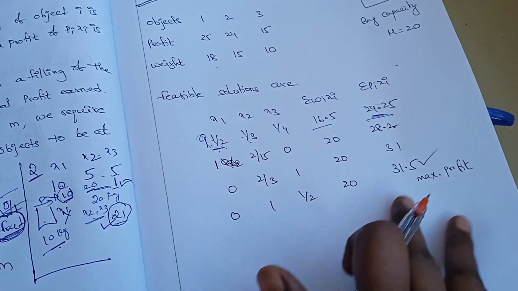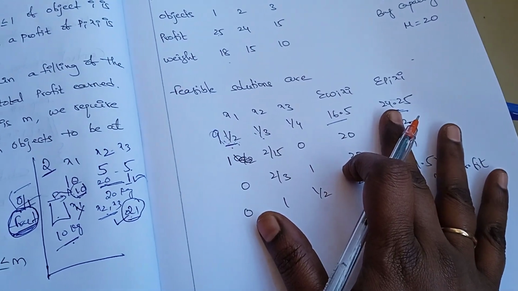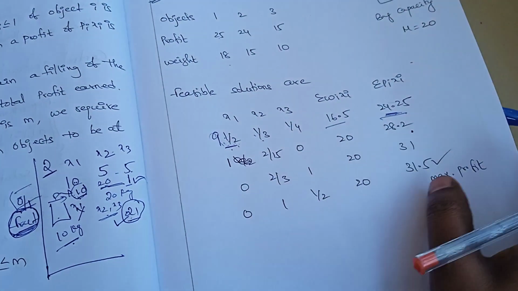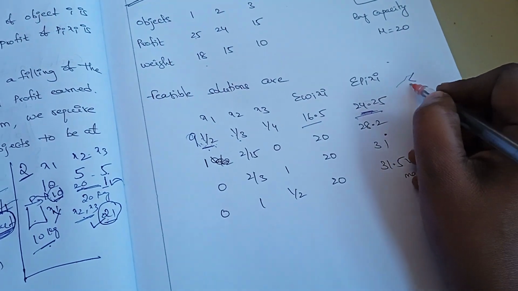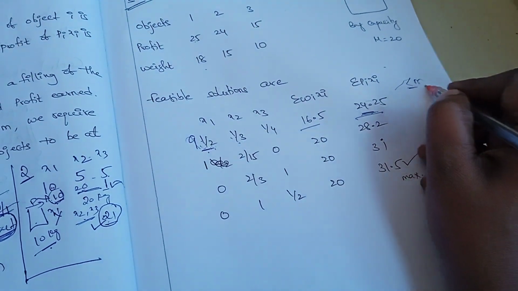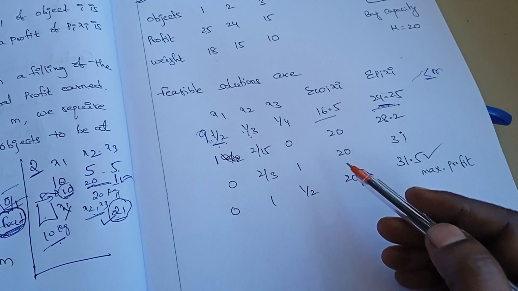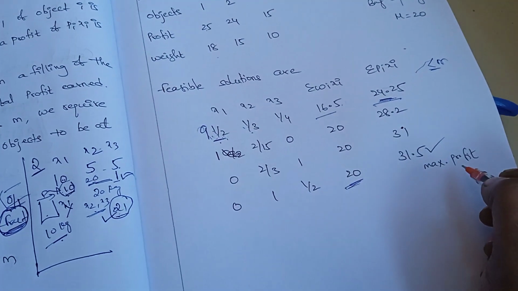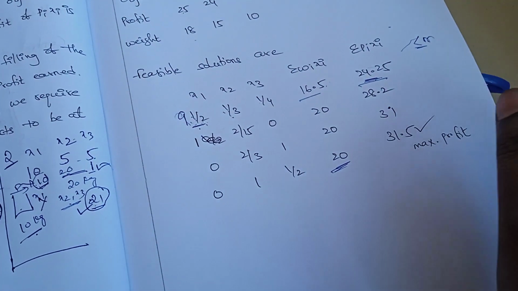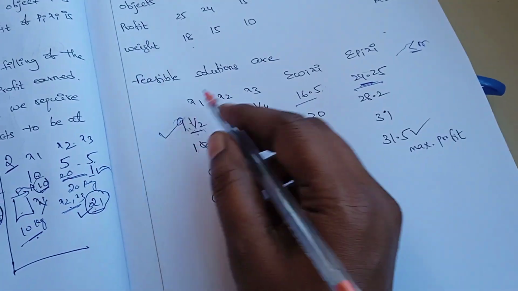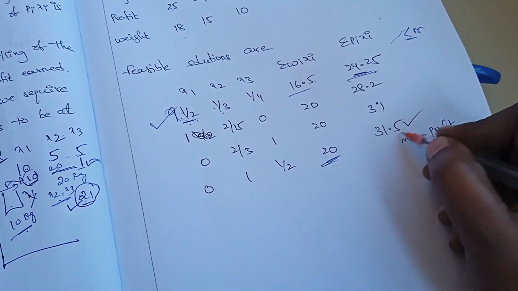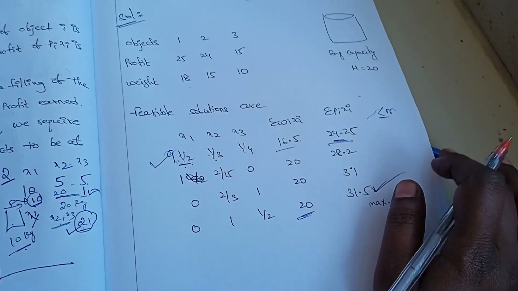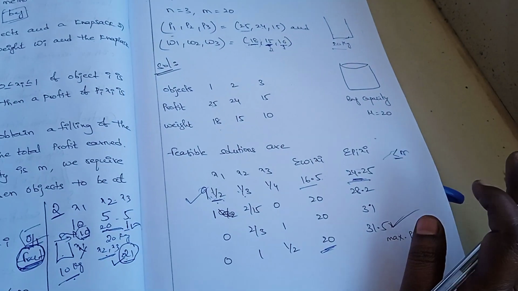After you calculate all feasible solutions, what is a feasible solution? The weight of your bag should not cross the m value. Look at this, all feasible solutions stop at up to 20. If somebody asks you for the minimum weight, then this will be the optimal. What is the maximum profit? Then this will be the optimal. Okay, this is the way you have to calculate the knapsack problem.